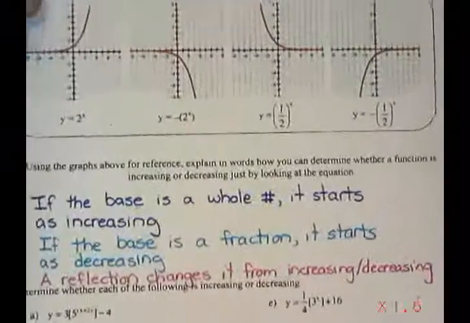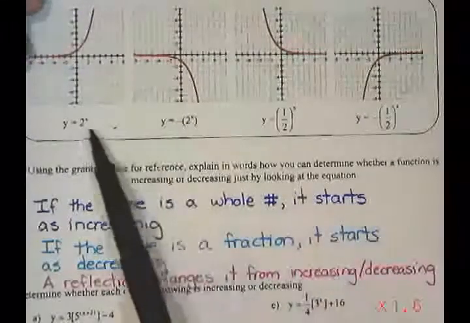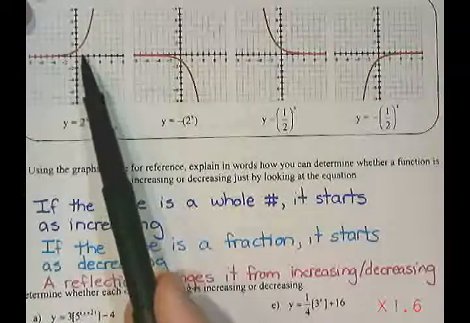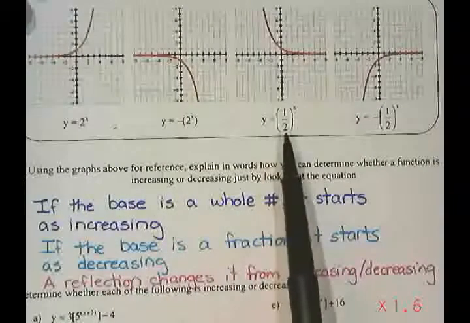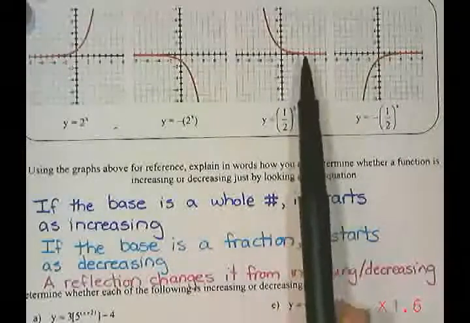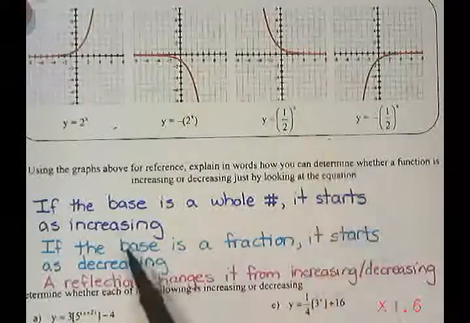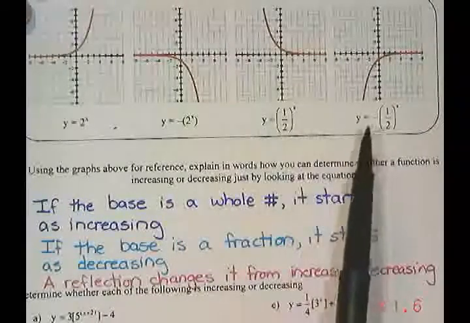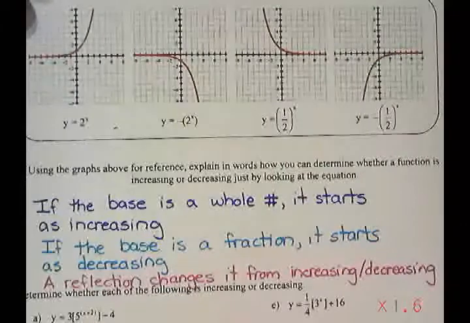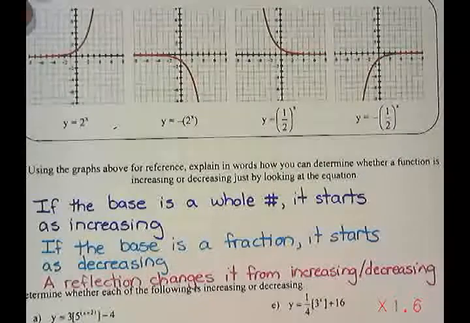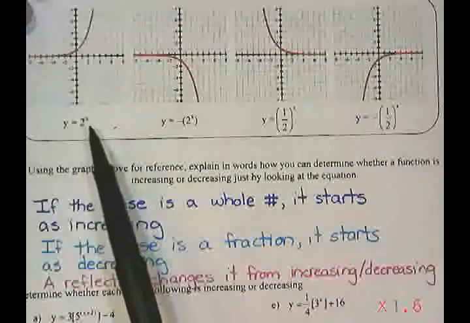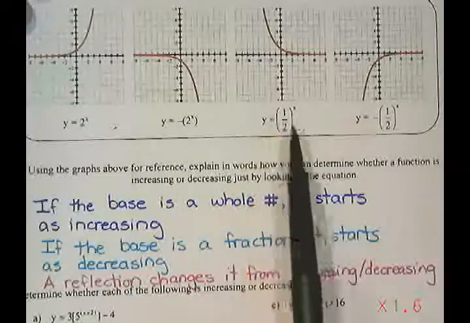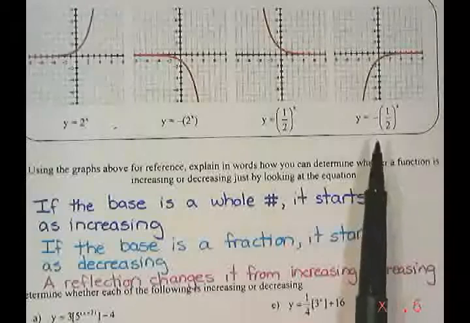What I said is if the base of the function is a whole number like 2, it's going to be increasing. And if the base of the function is a fraction like 1/2, it's going to be decreasing. And if you have a reflection, so if you have a negative in front of that bracket, what it's going to do is switch it from increasing to decreasing or decreasing to increasing. So if it was increasing to start, a reflection makes it decrease. If it's decreasing to start, a reflection makes it increase.